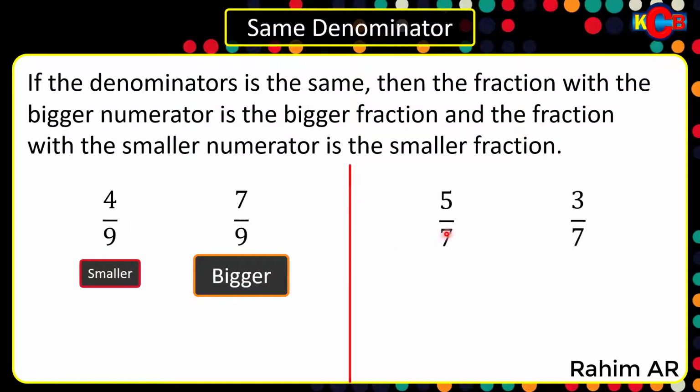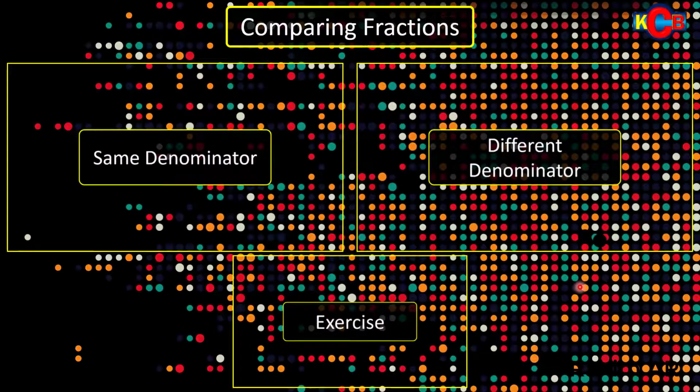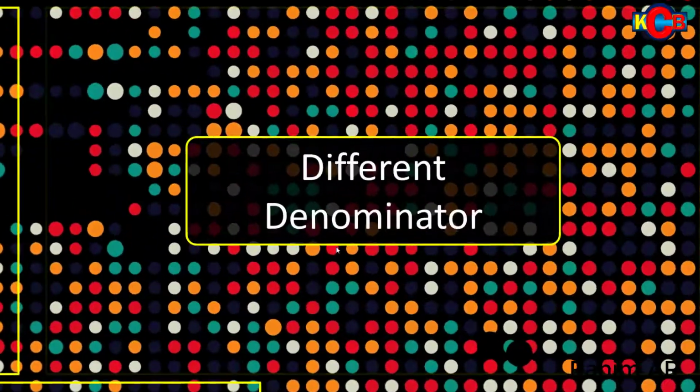Next, 5/7 and 3/7. So the denominator is the same, which is 7. Then we compare the numerator directly. Since 5 is bigger than 3, therefore 5/7 is bigger and 3/7 is smaller. Next, the different denominator.